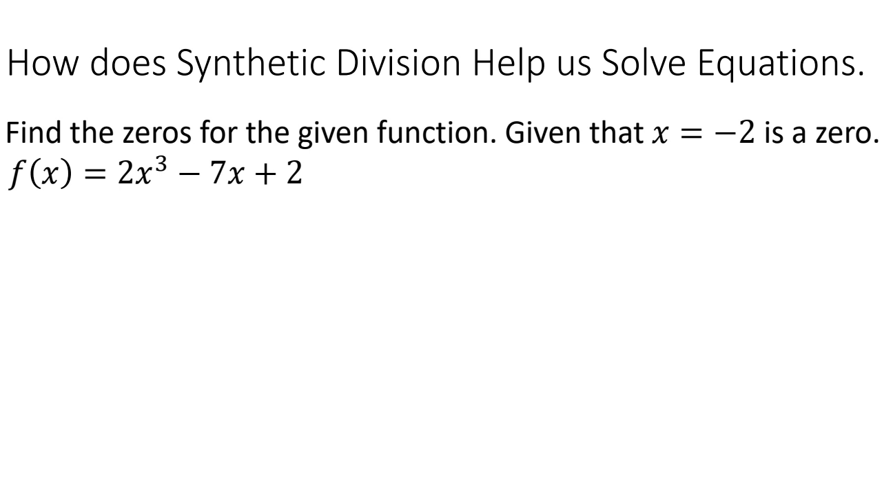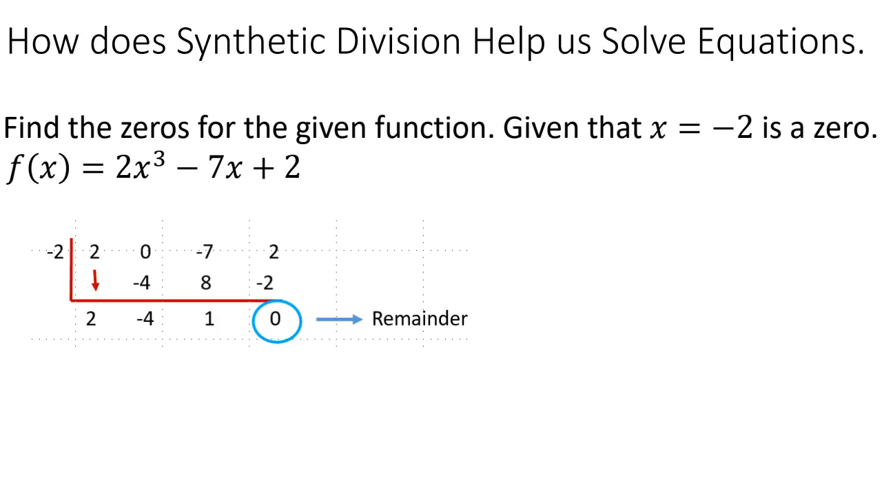I already know that negative 2 is a 0. So the fact that I know negative 2 is a 0 means that when I do synthetic division for this polynomial, I am going to get a remainder of 0. If you do the synthetic division and the remainder is not 0, something went wrong. If they tell us that this is a 0, our remainder has to be 0. It's completely divisible. And when I did synthetic division with k equal to negative 2, I see that my remainder is 0.